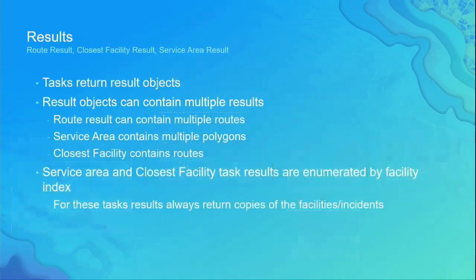Finally, results. Tasks take parameters, they solve them, and they give you back result objects. Result objects can contain multiple results. I should probably blame myself for writing that. But the route result can contain multiple routes. The surface area can contain an awful lot of polygons, and don't even get going on lines. It's very easy to return millions of lines back from a surface area solve. And the closest facility can contain multiple routes.